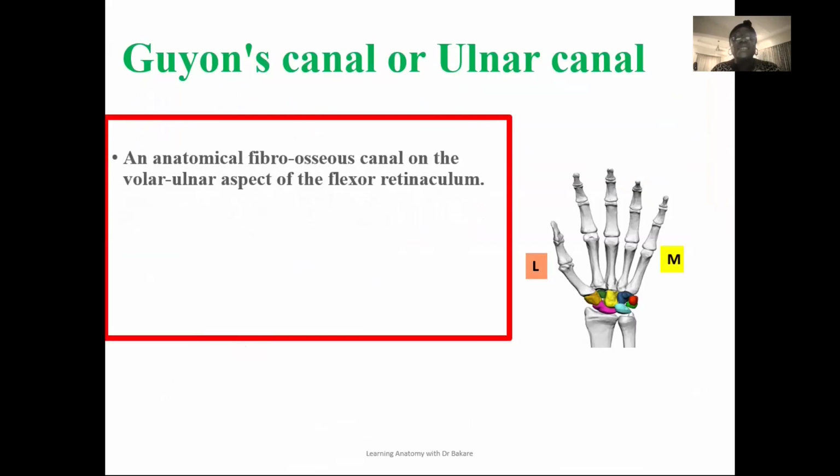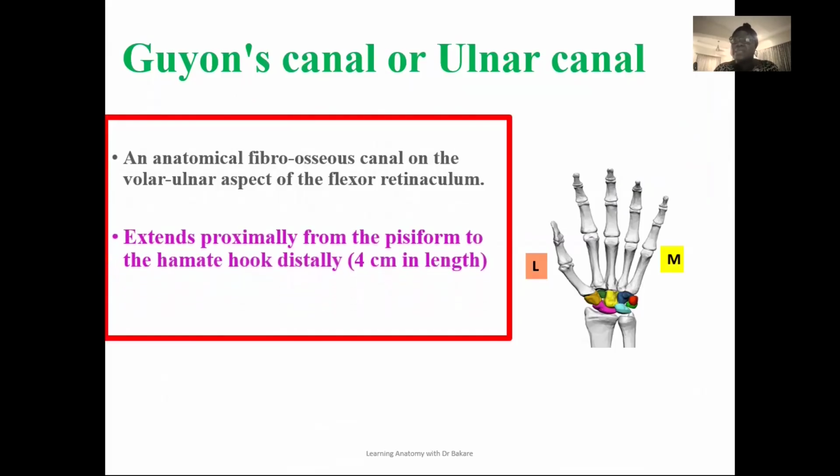The Guyon's canal is an anatomical fibro-osseous canal, and this is because it is bounded by the fibrous connective tissue and also bone, which of course we'll be highlighting as we go through with this lecture. It is seen to be specifically positioned around the volar or the anterior surface of the flexor retinaculum, of course around the ulnar side. We know that the ulna is positioned medially, so it is seen to be created around the medial side of the wrist. It is also seen to extend proximally from the pisiform and distally to the hook of hamate. This canal is seen to be approximately about 4 centimeters in length.